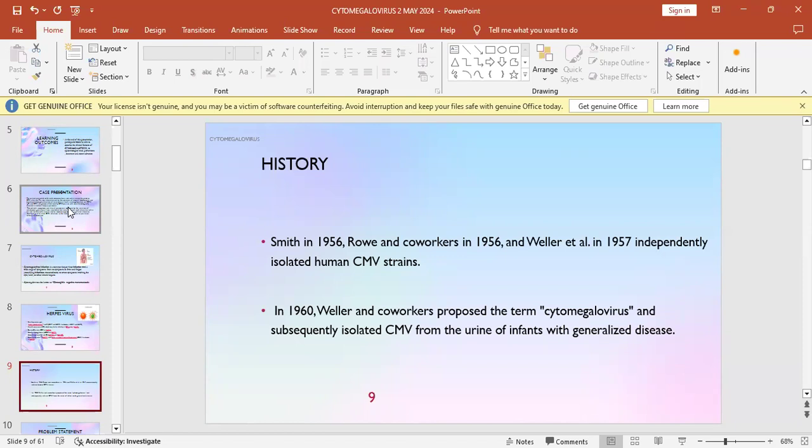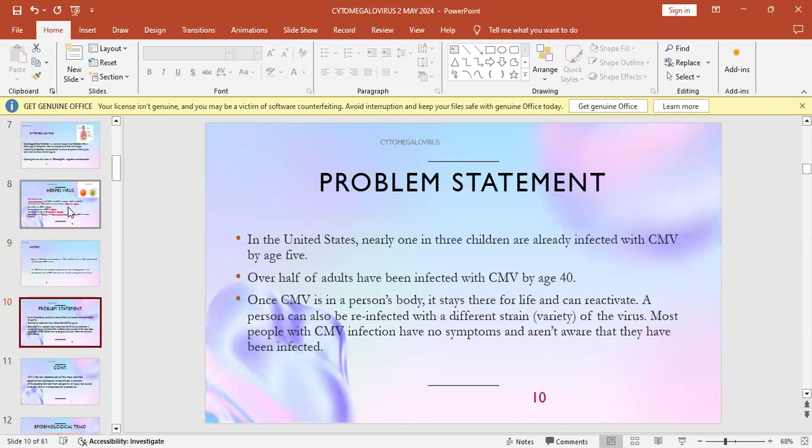Now, the problem statement is that in the United States, nearly 1 in 3 children are already infected with cytomegalovirus by the age of 5. Over half of adults have been infected with cytomegalovirus by the age of 40. Once cytomegalovirus is in a person's body, it stays there for life and can reactivate at any time. A person can also be reinfected with a different strain of the virus. Most people with cytomegalovirus infection have no symptoms and are not aware that they have been infected.